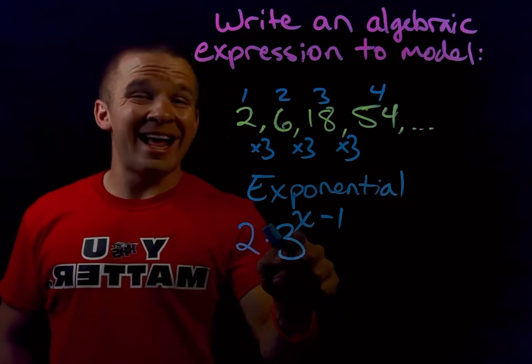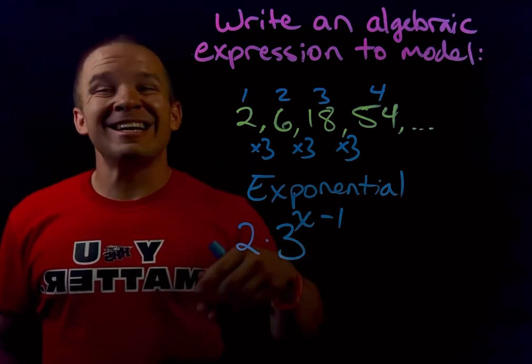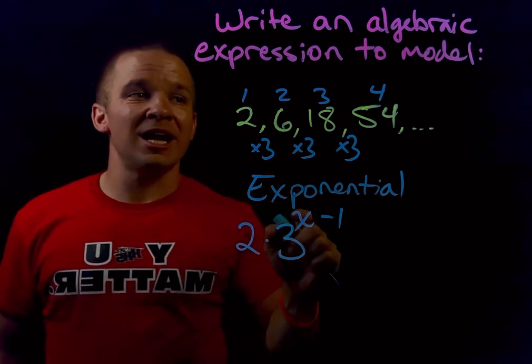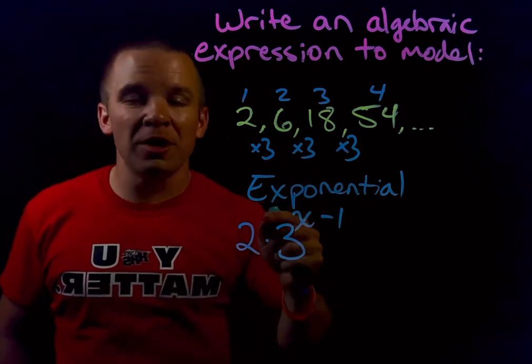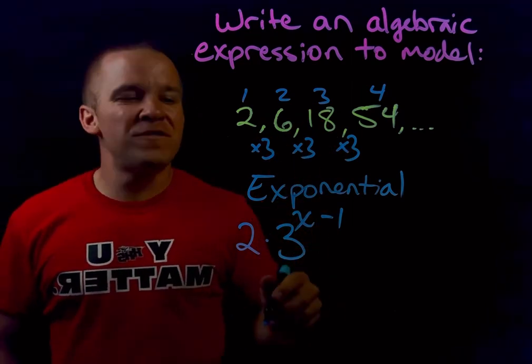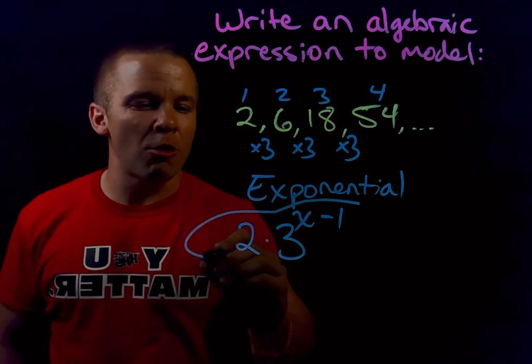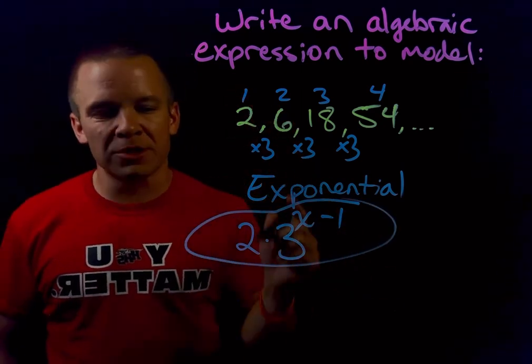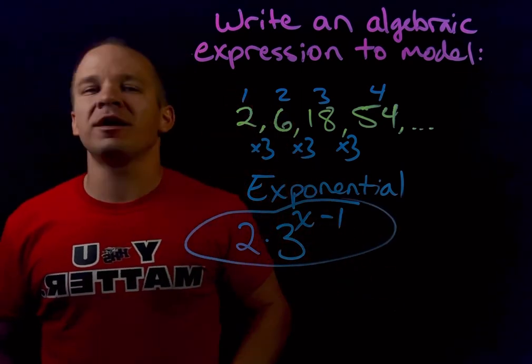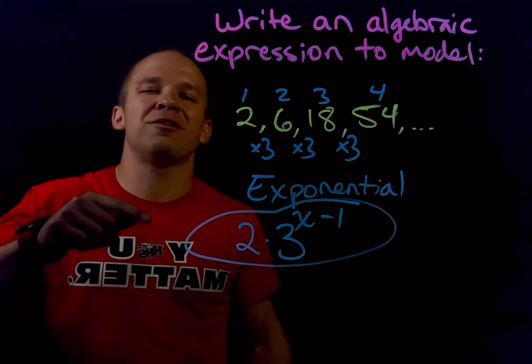I get 3 minus 1. That's 2. 3 squared is 9. 9 times 2, 18. And if I plug in that 4, I'm going to get 3 to the third is 27 times 2 is 54. We have found our match here, folks. 2 times 3 to the x minus 1 is my algebraic expression that models this particular pattern.